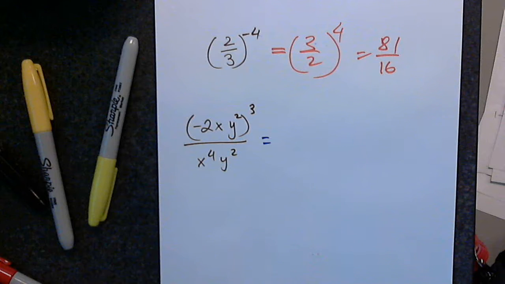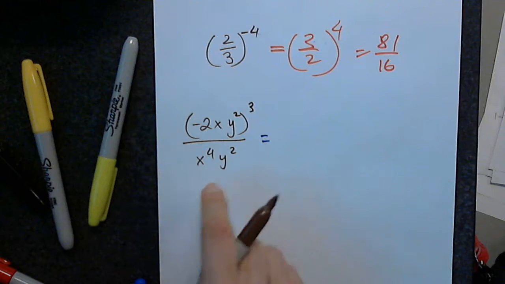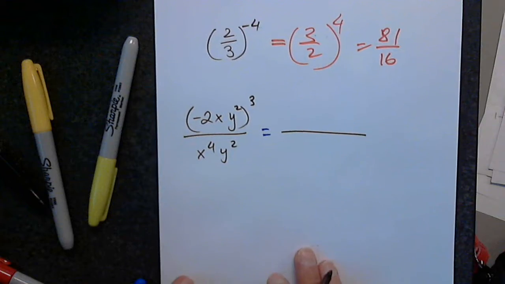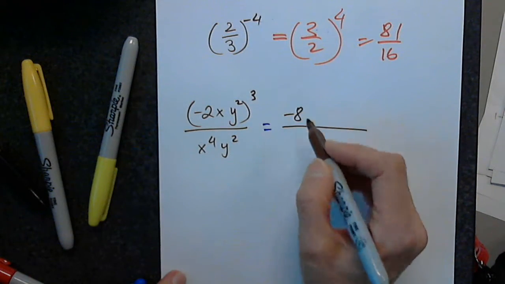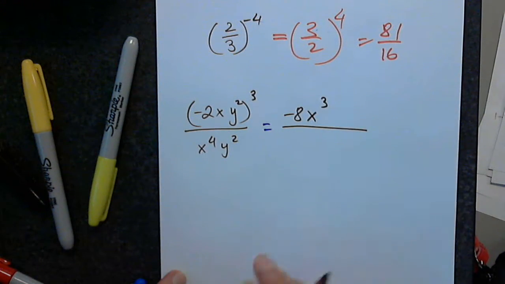Why? Because x is inside parentheses with a power, and this x is outside without a power. It's a totally different situation. So by the order of operations, I have to take the three factors to the third power and then see what else I can do. -2 to the third, please. -8. Perfect. x to the third is x to the third. y squared cubed is y to the sixth.